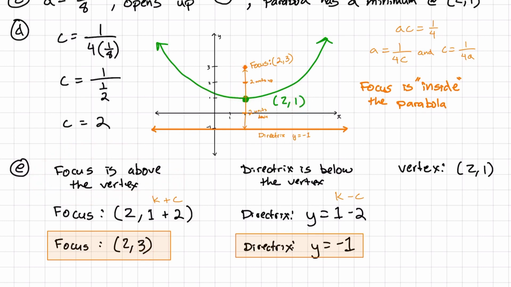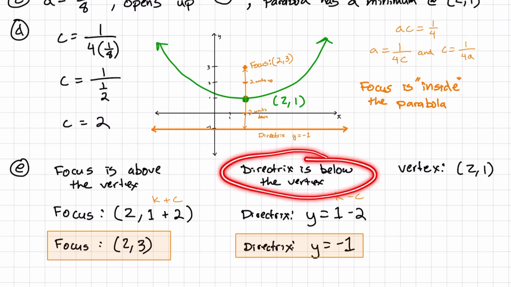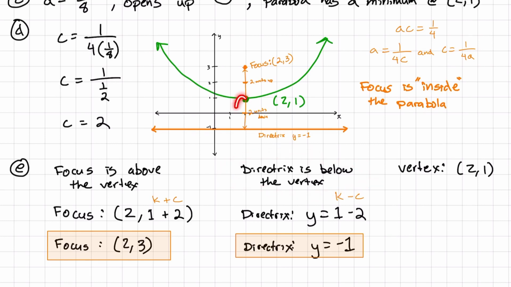Then the directrix. The directrix is below the vertex. So I'm going to have my vertex, and I'm going to go down 2 units. So I have this horizontal line that is going through my y value. Anytime you graph horizontal or vertical lines, look at which axis it crosses over. It's crossing over the y-axis at -1. So it is y equals -1. So my directrix is y equals -1.